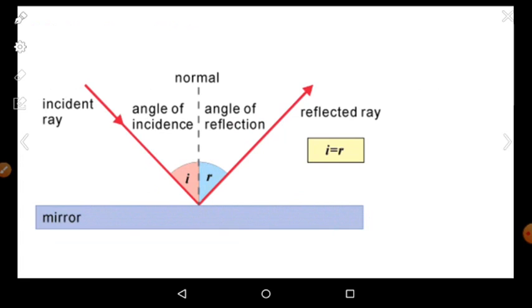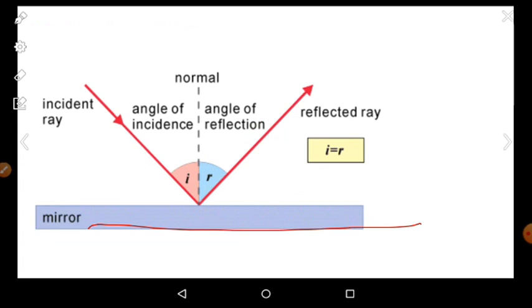For our convenience, we have considered a mirror. A mirror is a reflecting surface. When light strikes the mirror, the reflecting surface sends back the light. So reflection of light is exhibited, and hence we can see our image in a mirror. So using this mirror, I am going to explain to you the property of reflection.